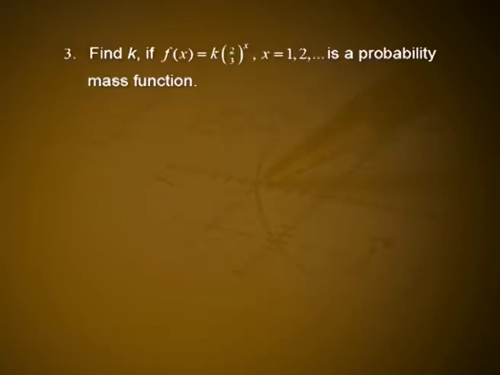3. Find k if f(x) is equal to k times (2/3) raised to x, for x equal to 1, 2, and so on, is a probability mass function.